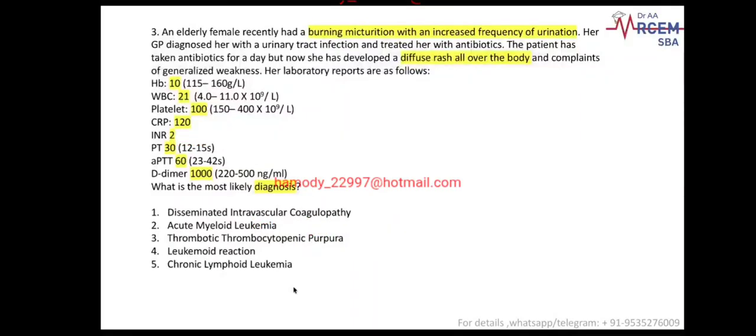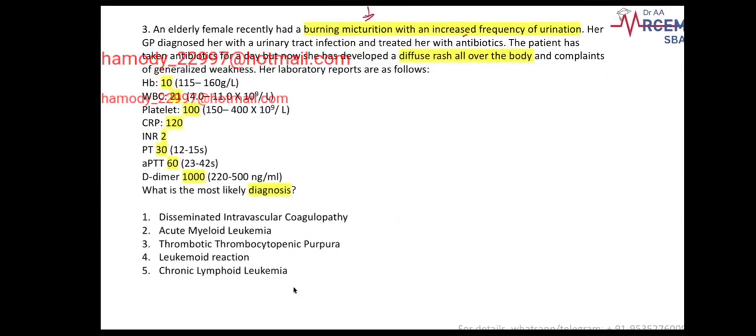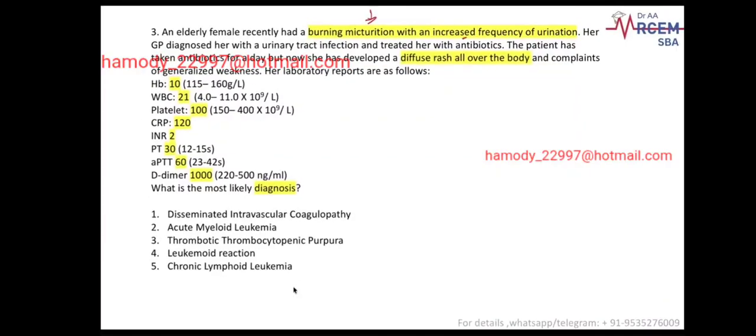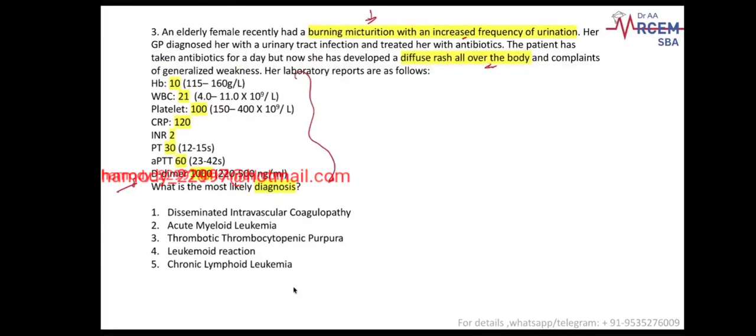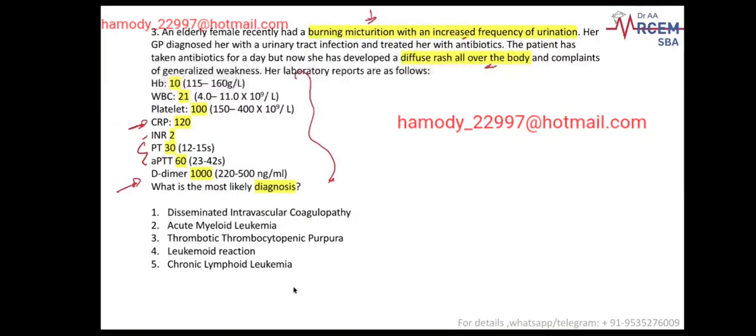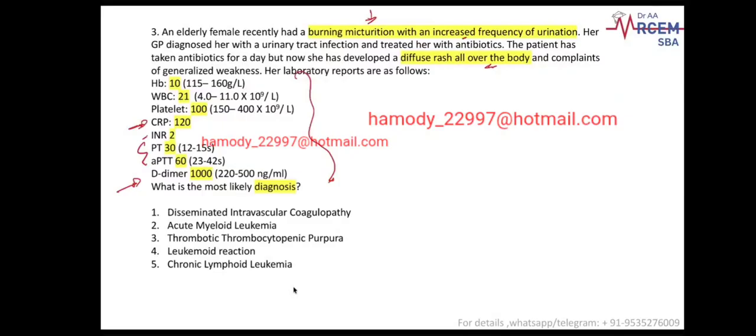An elderly female complains of burning micturition with an increased frequency of micturition. A diffuse rash is seen all over the body, and these are the vital parameters they are given. D-dimer is elevated, PT-APTT is prolonged, INR is also prolonged, CRP is on the higher side, WBC on the higher side.